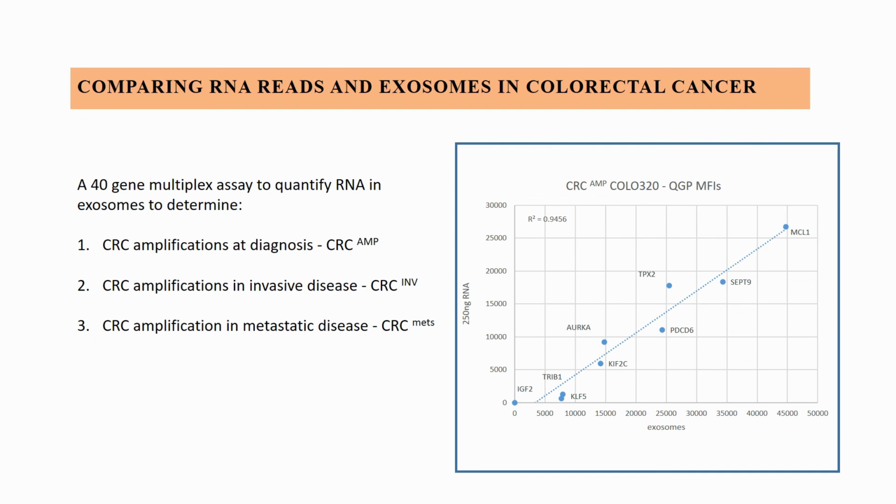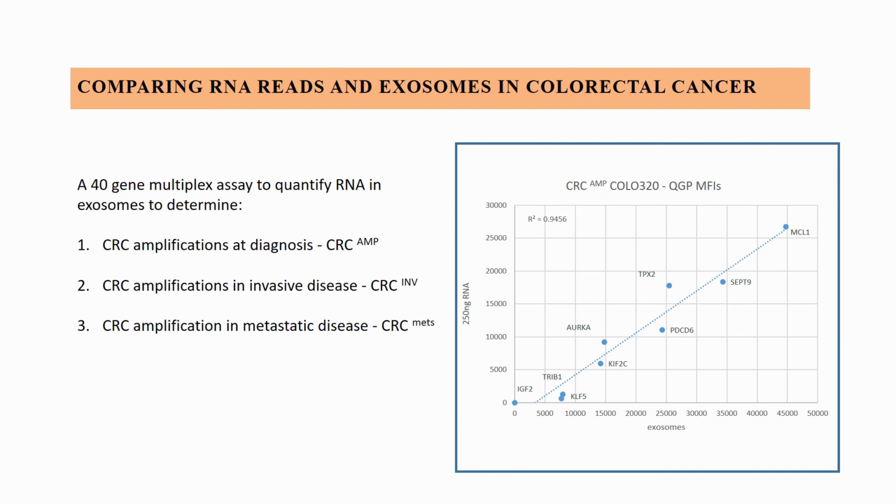So when we put them together, then we find those that are amplified. In this particular cell line, we have these which are amplified, and you can see that if you plot the MFIs from 250 nanograms of RNA, it has a very nice regression with MFIs resulting from exosomes. Now, of course, you find some outliers, but in general, for gene amplifications, you will have this nice correlation. So yes, we can measure the gene amplification in exosomes that originate from specific cells.